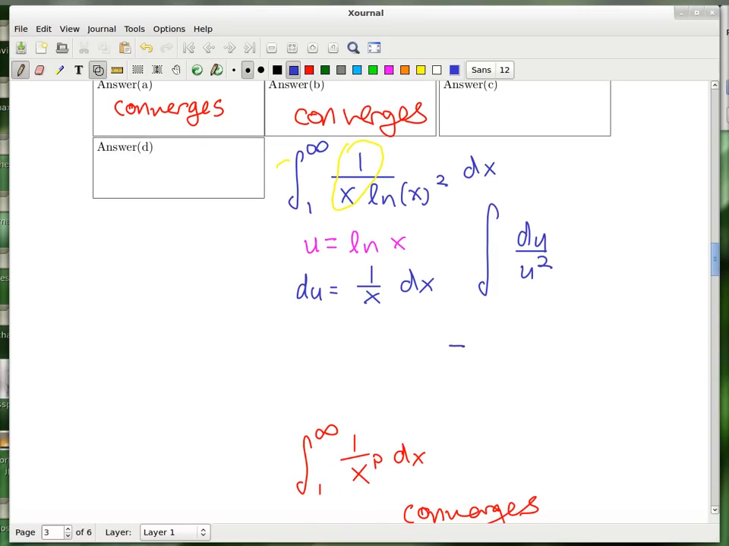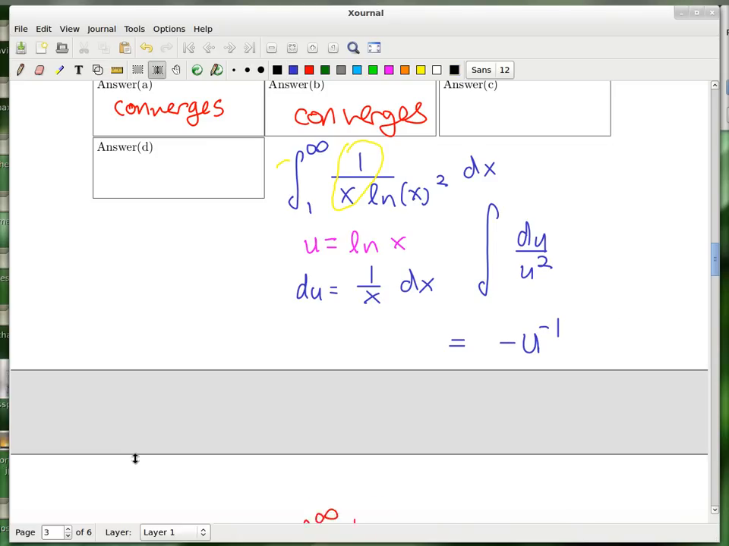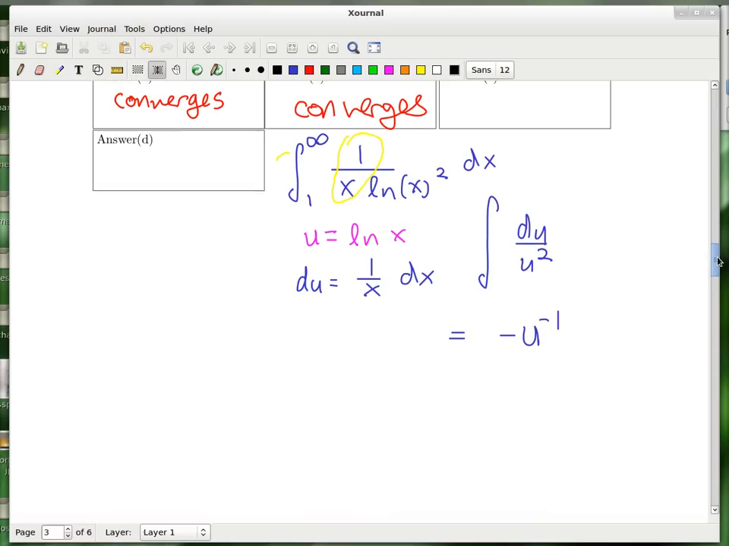Great, and so the integral of that, this is like u to the minus 2, so it's just minus u to the minus 1 and then plus c, but hold off on the plus c because I'm going to put the limits back in a second.